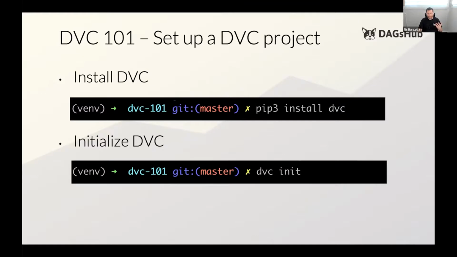Please make sure that you're in a Git directory, otherwise it's not going to work. And I'm going to run pip install DVC. So the pip install will work, but the second command won't. So I'm going to start by installing DVC. And then I'm going to run the dvc init command that is basically going to initialize DVC in that directory.